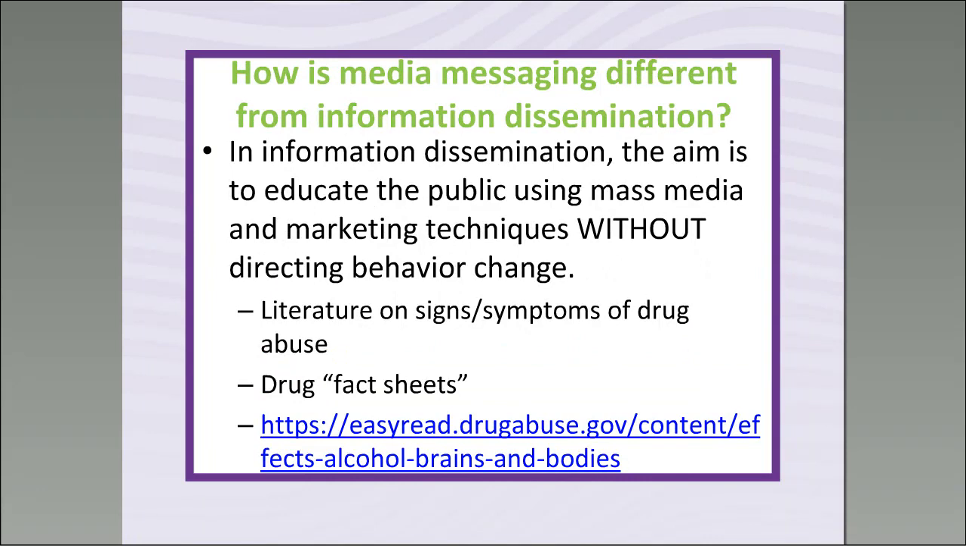So listening to this, particularly if you've been trained in prevention, either SAPS training or some other prevention 101, you may be left with this question. How is media messaging different from information dissemination? Well, in information dissemination, the aim is to educate the public using mass media and marketing techniques, but it doesn't direct a behavior change. So some examples of information dissemination might be literature on the signs and symptoms of drug abuse.